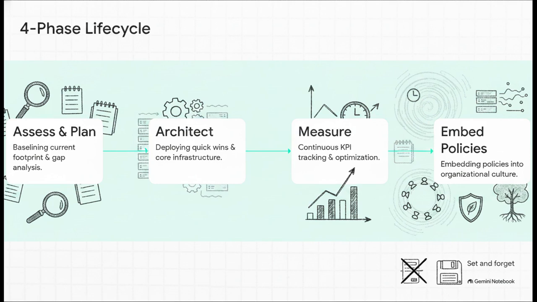Phase 1 is assess and plan, basically getting your baseline. Phase 2, architect and implement, where you deploy the infrastructure updates. Phase 3 is measure and optimize to track your KPIs. And finally, Phase 4 is institutionalize.